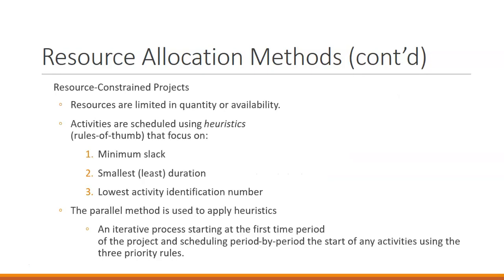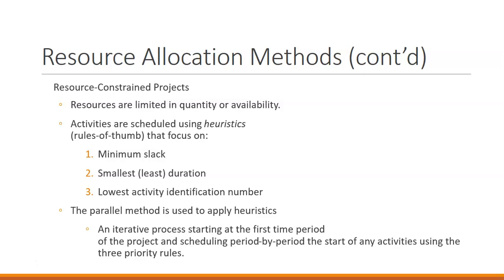Now we're going to look at resource constrained projects. So resources are limited, either people or equipment. Then we use activity scheduling using the rule of thumb or heuristics. First, we go to minimum slack. We look at activities that have the minimum slack and adjust accordingly. Then we go to the smallest or shortest duration of an activity. And if both of those still have constrained resources, then we go to the activity identification number or letter and pick the lowest one first.